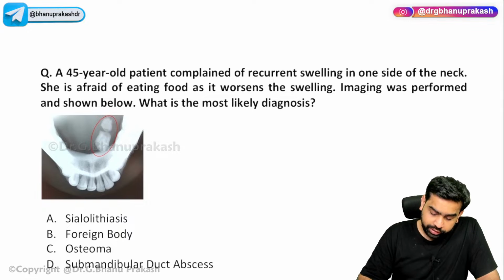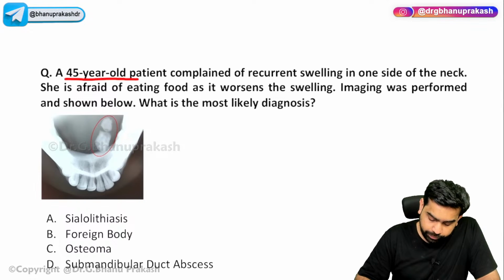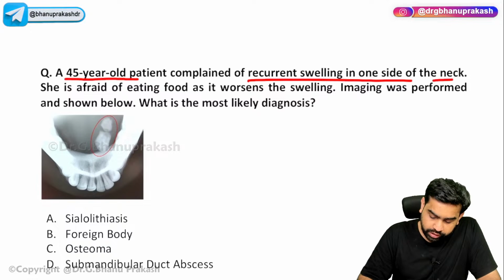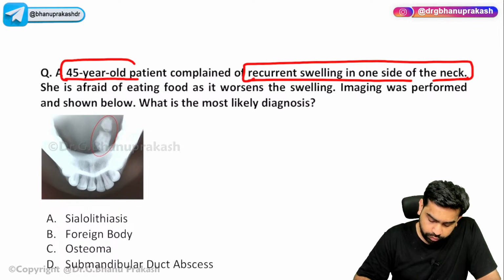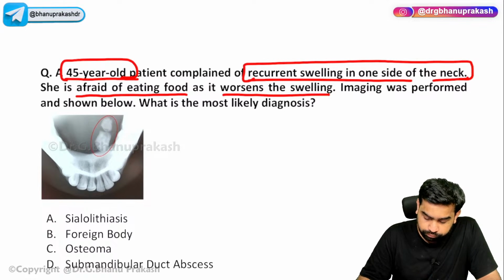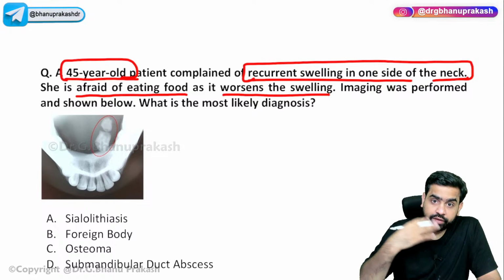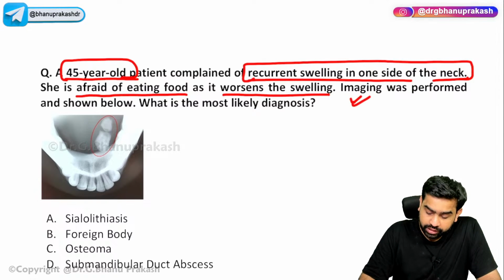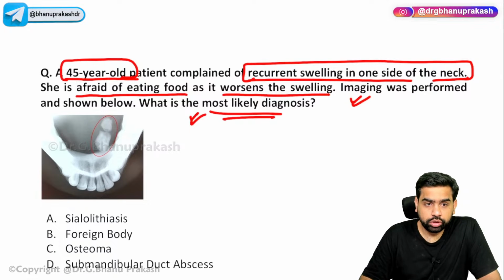Now let's say there is a 45-year-old patient who complains of a recurrent swelling on one side of the neck. She's afraid of eating food, as eating food worsens this swelling. The imaging was performed and has been shown below. What is the most likely diagnosis of this particular patient?